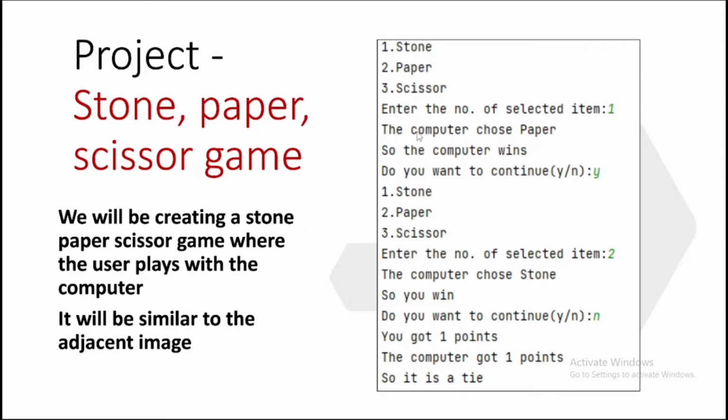So if the user clicks 1, the computer also chooses randomly from the random library. I hope that you remember how we had done that. We select a random number and then we check who wins. Each time we ask if he wants to continue. When he gives n, it will end and tell how many points they got, how many points the computer got, and who won the match. It will be just like this.